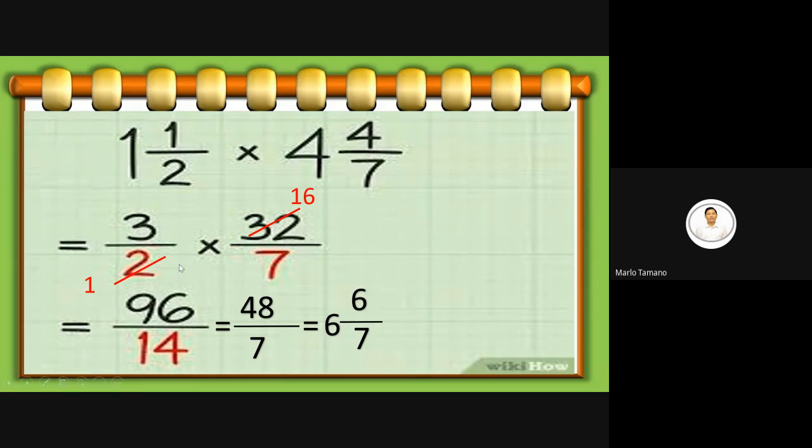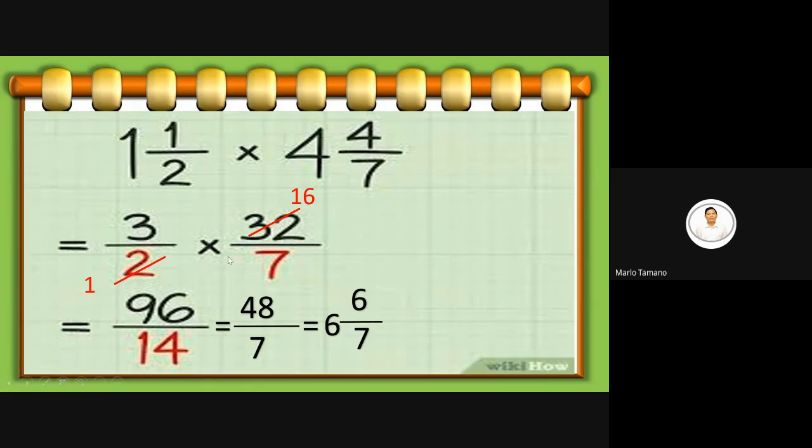2 and 32, cancel natin. Divisible by 2 po ang 32. So how many 2's do we have from this 32? It's 16. Tama po. And how many 2 do we have from 2 itself? It's 1. Tama? So para lang mapaliit po natin, yan po yung process of canceling. Okay, the process of cancellation is to lessen, to make the number smaller.